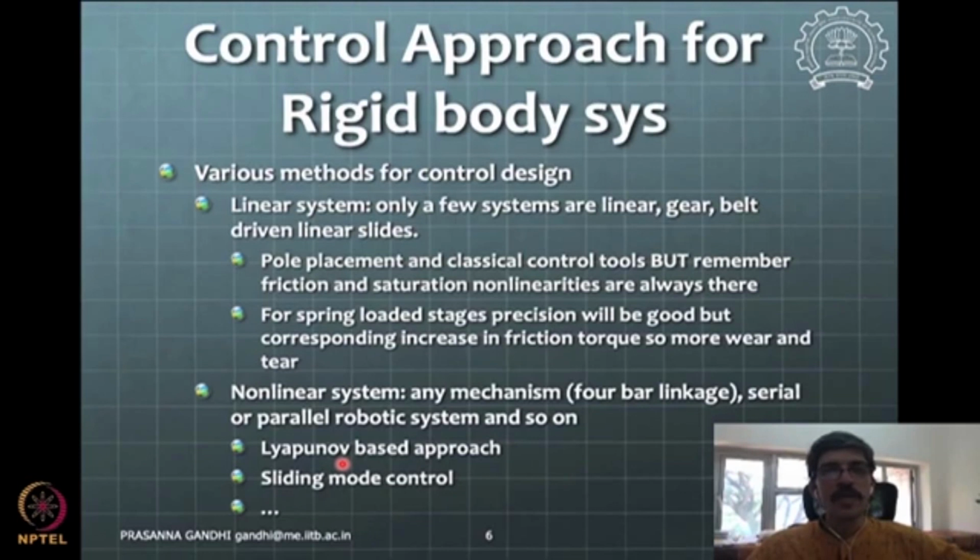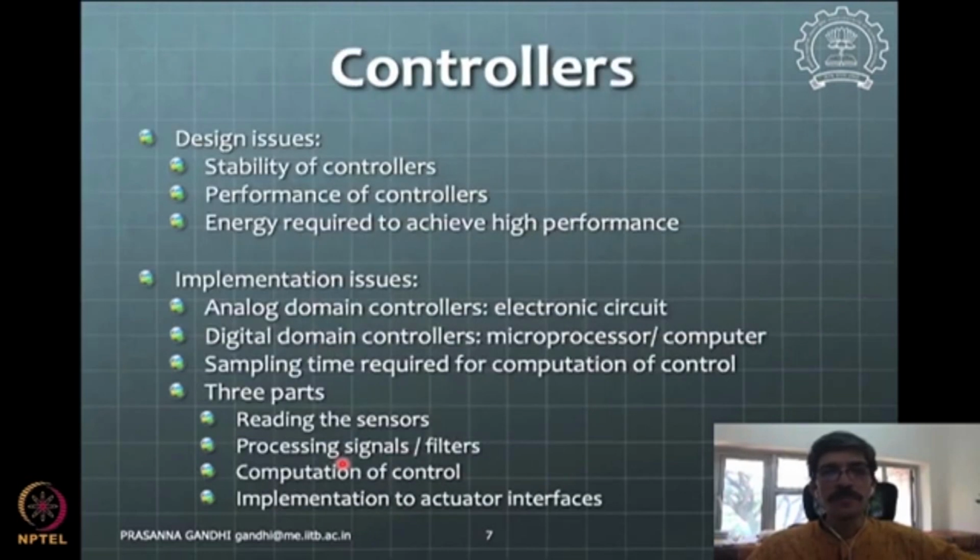Okay, so there are two different parts that we need to think about when we develop controllers. First are the design issues. What are the design issues to be considered when we develop a controller? First is stability. The way the system is stable, the controller also should be stable.